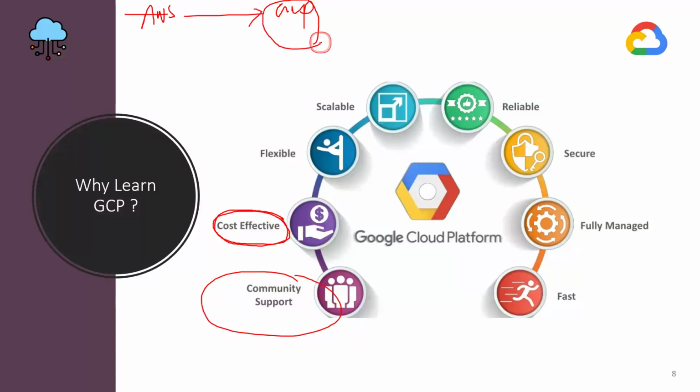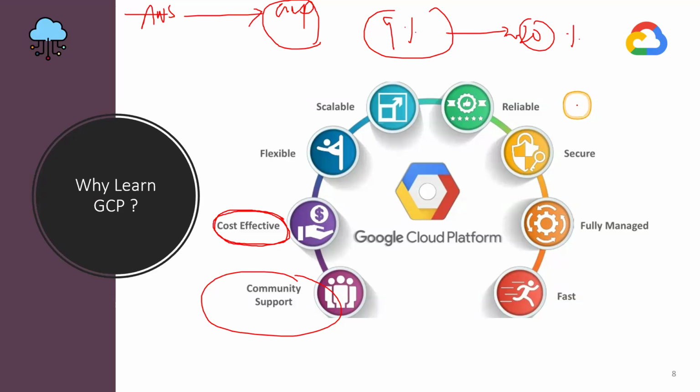Google Cloud Platform is very famous for its data engineering activities. Almost all the companies have started using GCP. Earlier, Google's market share was only 9%. Now it is nearly 20%. It's a very huge difference.